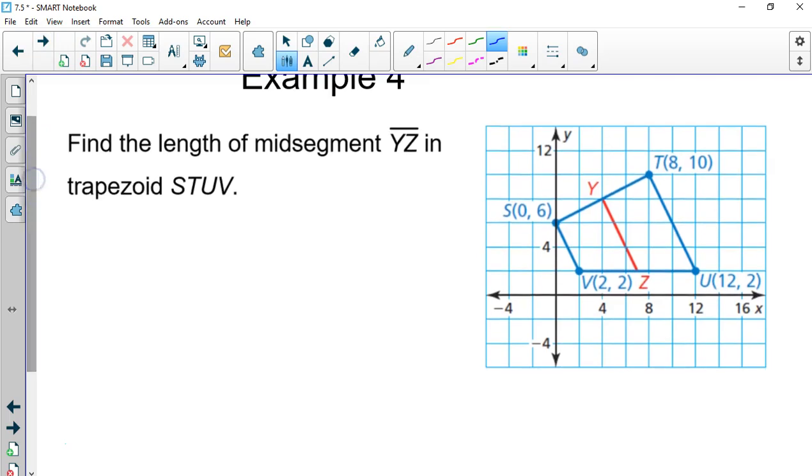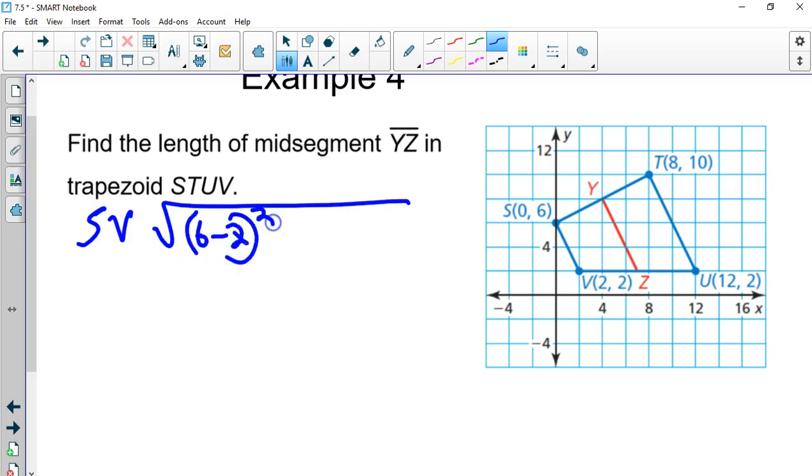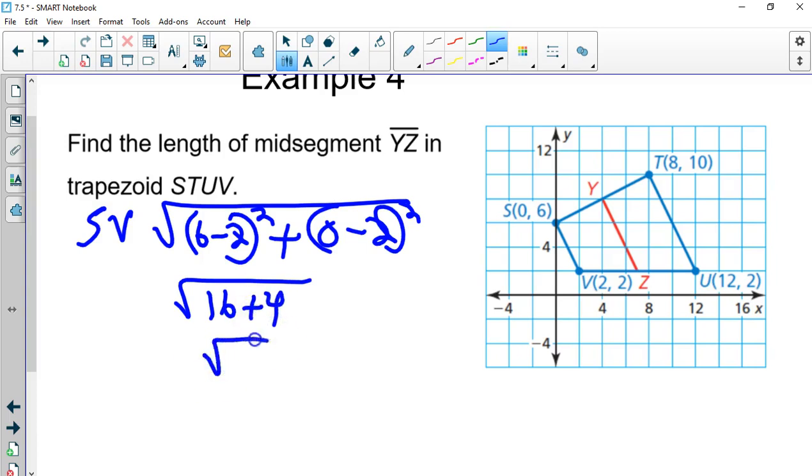Alright, find the length of the mid-segment of YZ. Well, that means we need the length of SV and TU, which means we need to do the distance formula for both. It doesn't take that long, you're going to get very good at this. We're going to be doing it a lot. So 6 minus 2 squared plus 0 minus 2 squared. Well, 6 minus 2 is 4, and 4 squared is 16. 0 minus 2 is negative 2. Remember, that squared is not negative 4, it's positive 4. So this is the square root of 20.